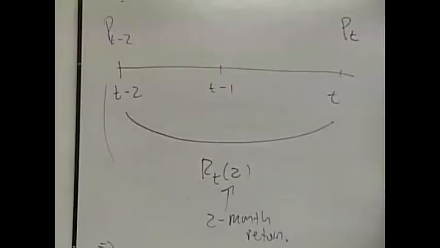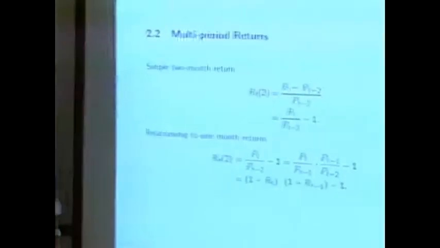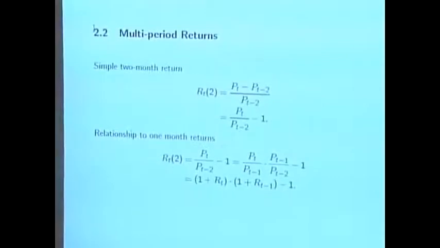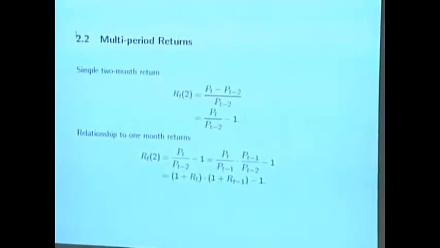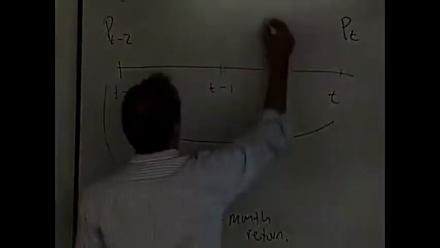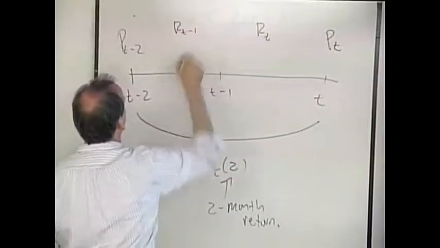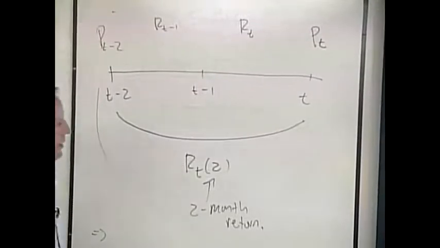Percentage change in price. And then we can write this as pt divided by pt minus 2 minus 1. So 1 plus the 2-period return is the ratio of prices. Now, one can ask the question, what's the relationship between this 2-month return and the 2 1-month returns between t minus 2 and t, right? So I have some return here, and I have another return here, and I have this 2-period return over the 2 whole periods.